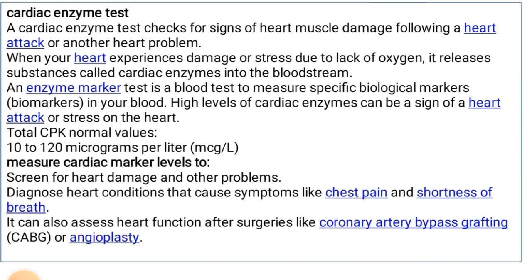If this level is increased in the blood, then it is said that this person has heart damage. So why do we measure this particular cardiac enzyme level?